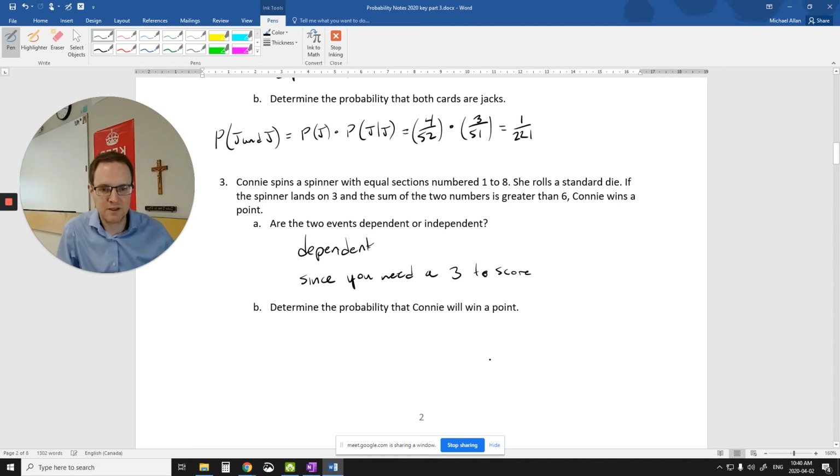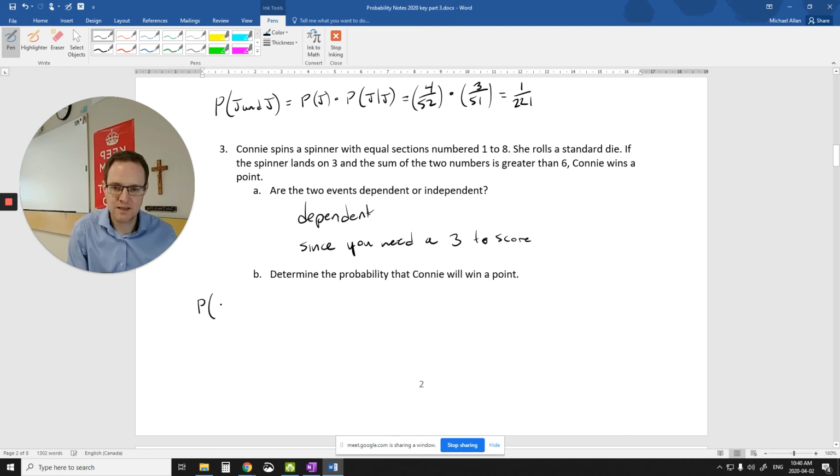Okay, so let's determine the probability that she's actually going to win this point. So the probability that she spins a 3, and she has a sum that's greater than 6, is going to be the probability of her spinning a 3 times the probability that the sum is greater than 6 if she spun a 3 already. So that's the condition here.